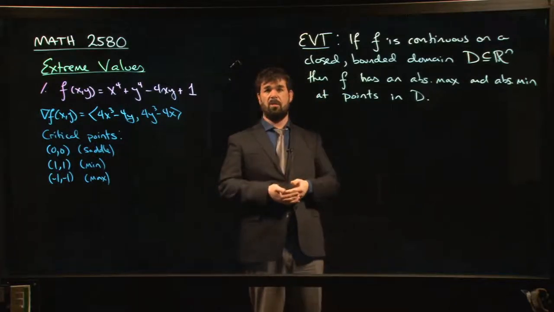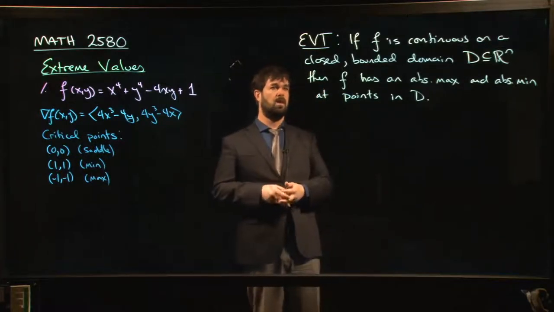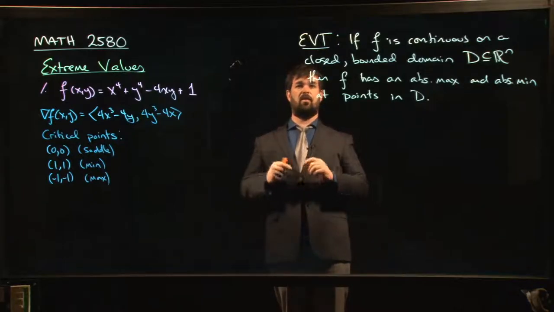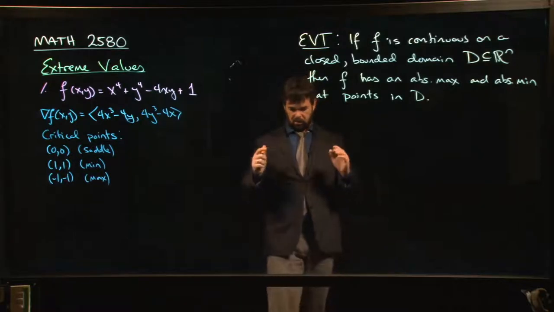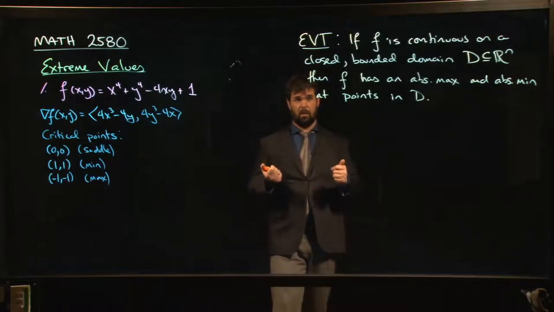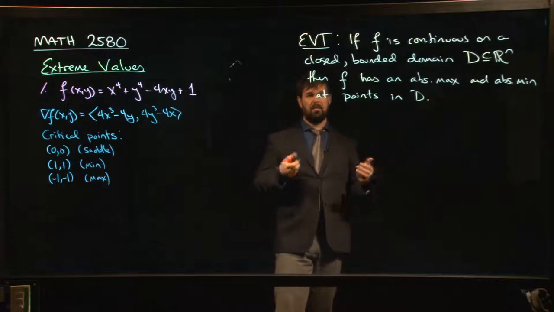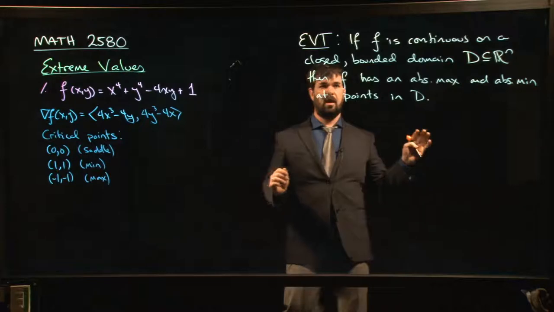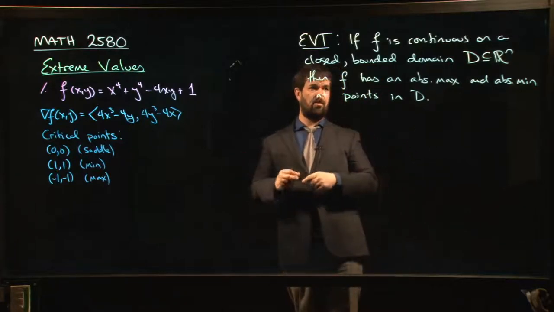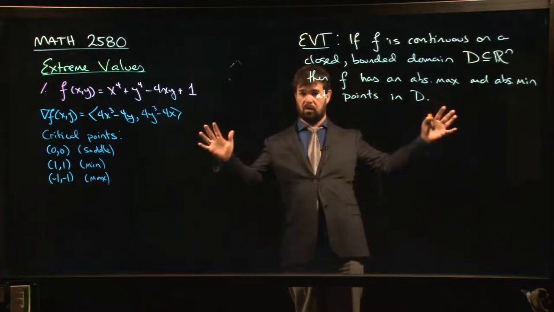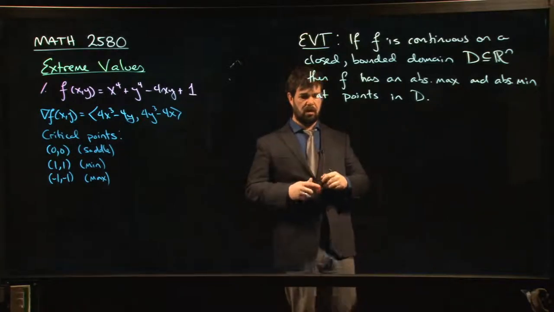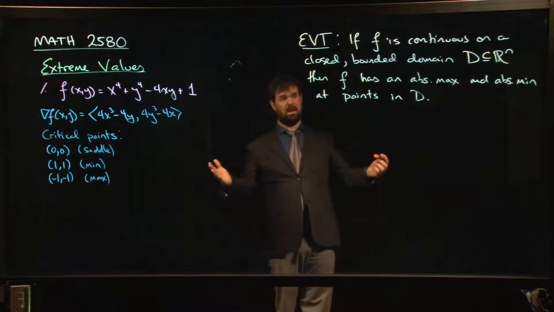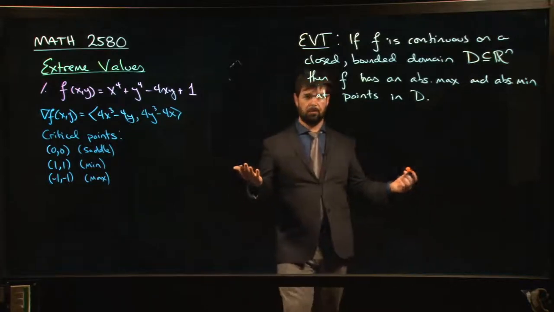The only thing that changes between Calc 1 and Calc 4 is that in Calc 1 we talk about a closed interval, right? So in that context, closed means that you include the endpoints. Bounded just means, well, you have endpoints. The interval doesn't go off to infinity. And in Calc 4, these words mean more or less the same thing. Bounded means your region doesn't go off to infinity, right? It means that you could take a sufficiently large disk or rectangle, let's say, and fit it over your region.